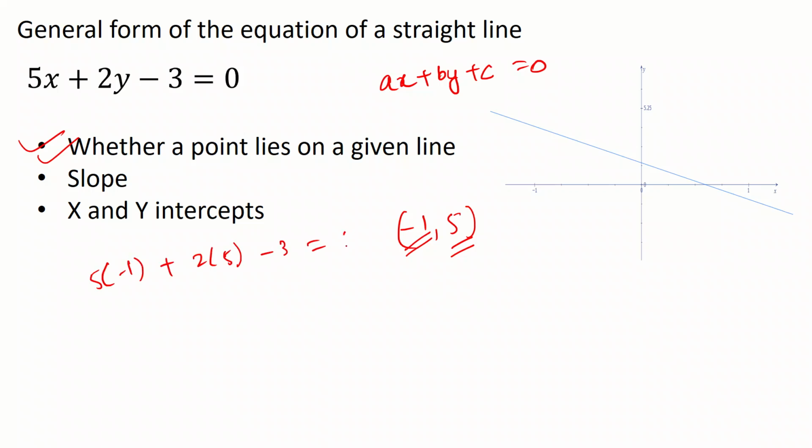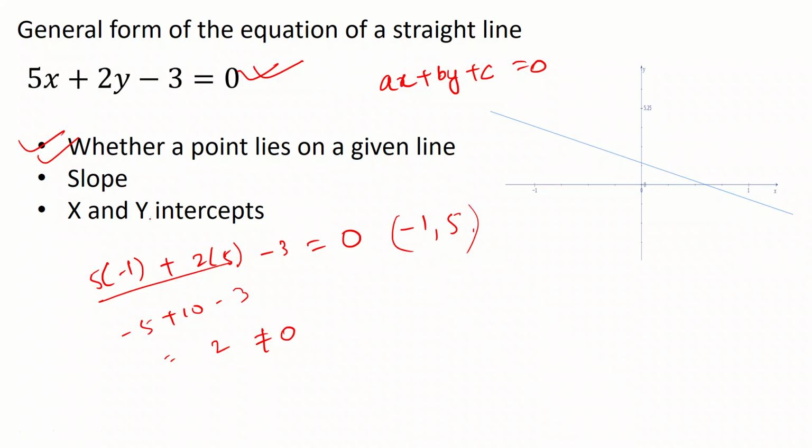If this thing turns out to be 0, that means if this point satisfies this equation, then this point is said to be lying on the line. Otherwise it doesn't lie on the line. So is it turning out to be 0? Minus 5 plus 10 minus 3 gives me 2, which is not equal to 0. So clearly this point doesn't lie on the line.